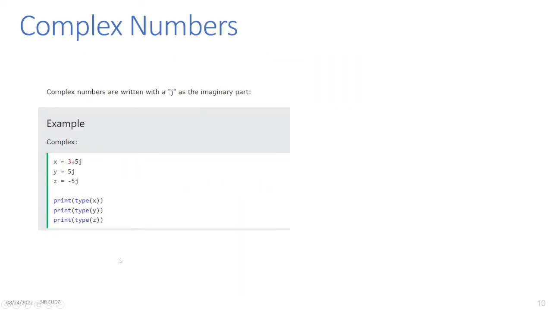Complex numbers. Complex numbers are written with a j as the imaginary part. So we have x equals 3 plus 5j, y equals 5j, z equals negative 5j. These are all complex numbers.